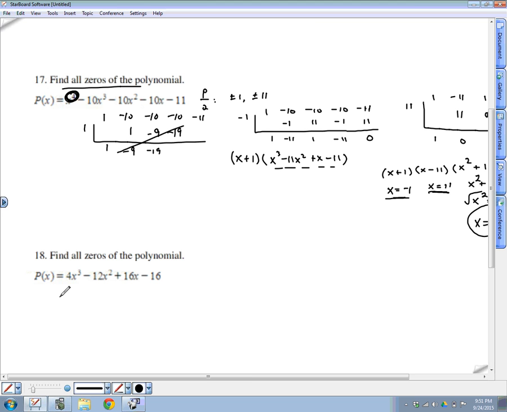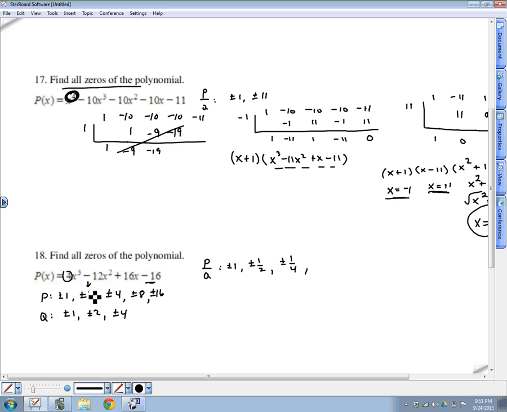Okay, number 18 here. The values of p are the factors of the constant, so it's plus or minus 1, 2, 4, 8, and 16. The values of q in this case, since q is equal to 4, are plus or minus 1, 2, 4. So p divided by q, if we take the first value of p and divide it by all the values of q, we're going to get plus or minus 1. That's from 1 over 1. Then 1 over 2, plus or minus 1 half. 1 over 4 is plus or minus 1 fourth.